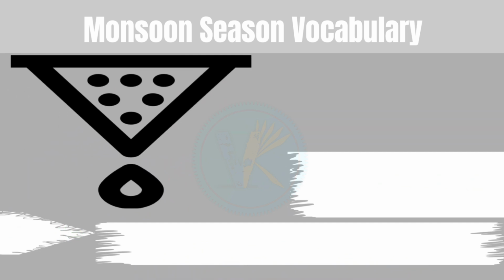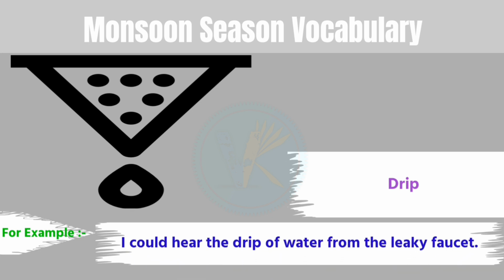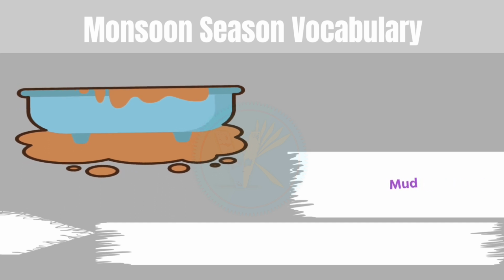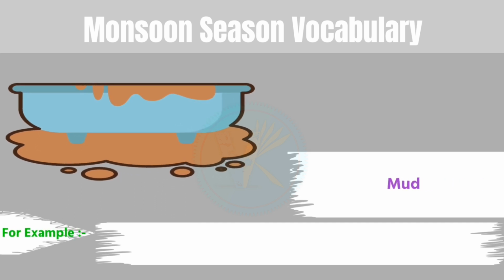Next, drip. Drip. For example, I could hear the drip of water from the leaky faucet. Next, mud. Mud. For example, we made mud pies in the backyard.